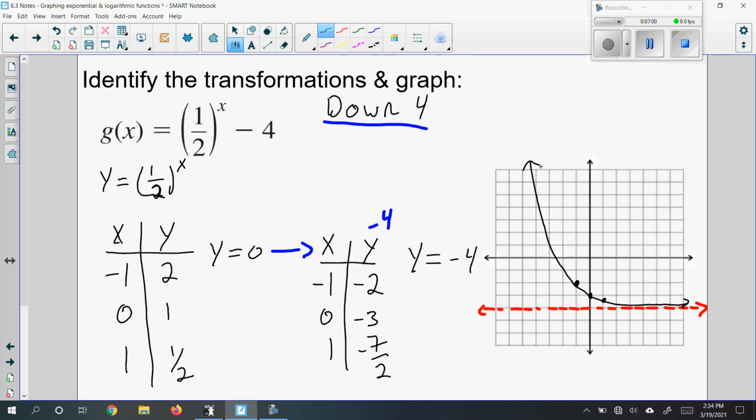And this is decreasing as we go from left to right. And that makes sense because b is less than 1. This is decay. And so here we have our transformed function.